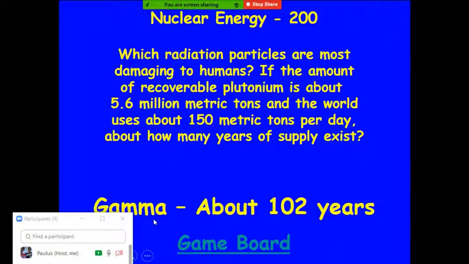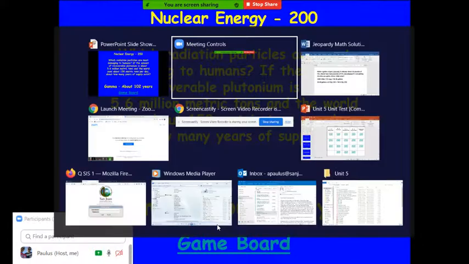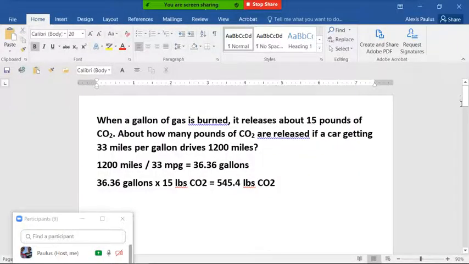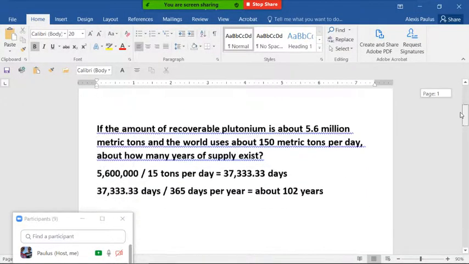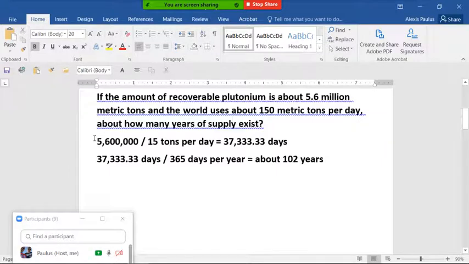All right, so gamma rays are the most damaging, and let me show you how. I got 102 years. 5,600,000 is the same as 5.6 million. You divide that by 150 tons per day, and you get 30,333.33 days. And then, of course, you have to divide that by 365 to figure out how many years, and you get about 102 years.